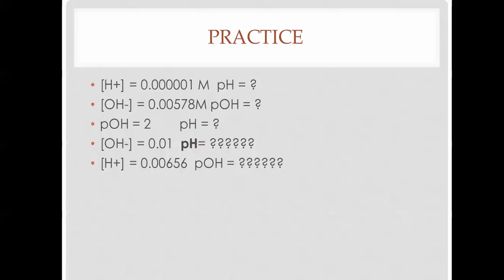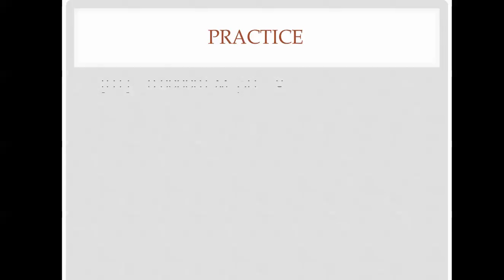So here's just a bit of practice, and I'd urge you to pause the video for a second and see if you can figure out these problems, and we will come back in a second. Okay, I'm back. How'd it go? Let's take a look. If our hydrogen ion concentration is that, what is the pH? We just need to take the negative log of that number. That number is 10 to the negative 6, therefore the pH is 6.